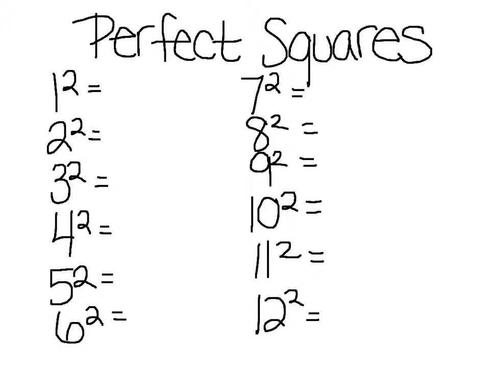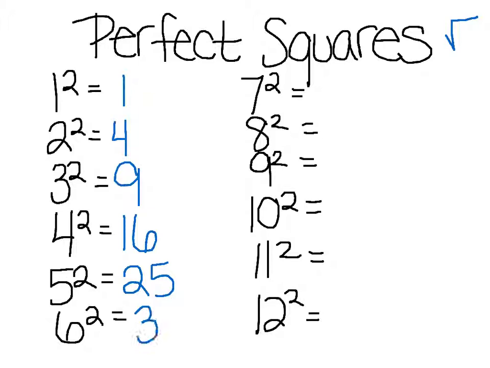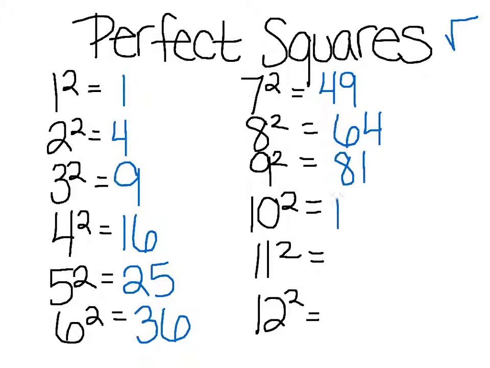First of all, we need to know what some of our perfect squares are. Perfect squares are numbers that we can take the square root of, and we'll get a whole number in return. So 1 squared equals 1. 2 squared is 4. 3 squared is 9. 4 squared, 16. 5 squared, 25. 6 squared, 36. 7 squared, 49. 8 squared, 64. 9 squared, 81. 10 squared, 100. 11 squared, 121.